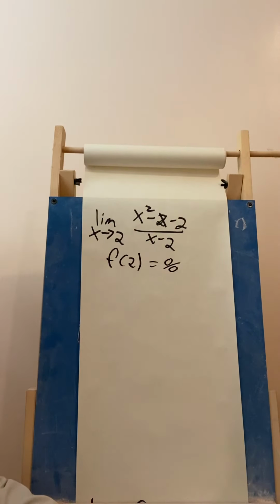0 over 0 is not called undefined, it is called indeterminate. And I will explain a little bit where those terms come from. But when you get a result of 0 over 0, there's other things you have to do. In this case, what you would do is you would factor that original rational expression. It's rational because it's a fraction. You would factor that and see what you get.